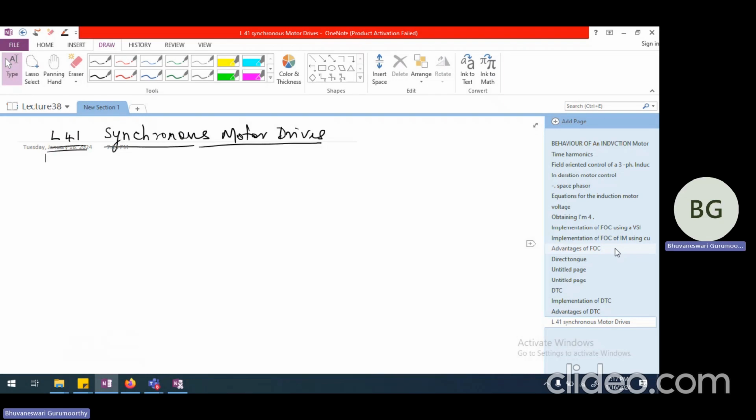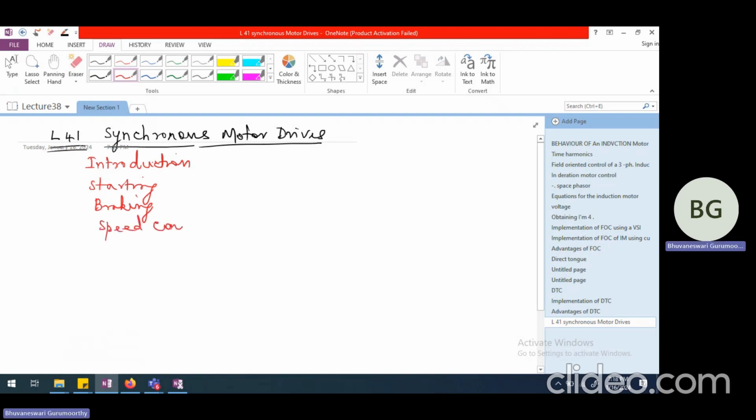Good evening. We are going to start on synchronous motor drives from today's lecture. The basic coverage is going to be somewhat like this. We'll start with an introduction for the synchronous motor drive. And after that, we would be looking at starting, braking, and speed control.